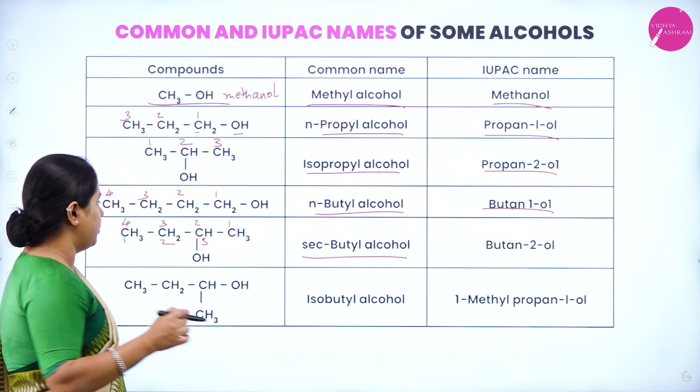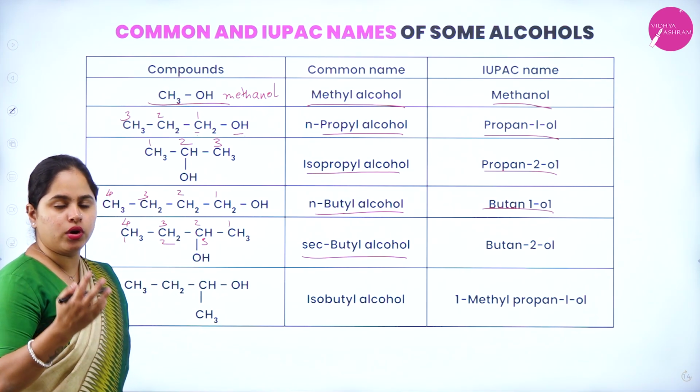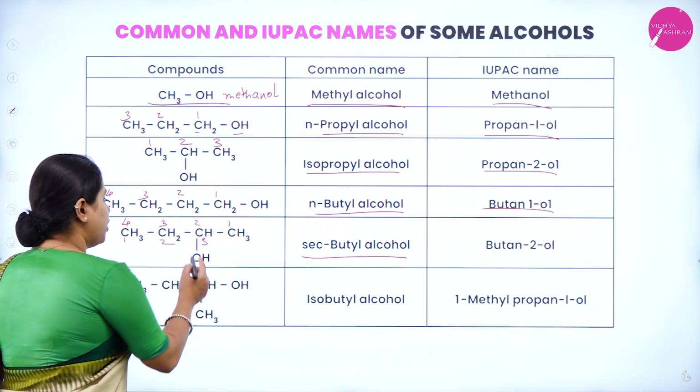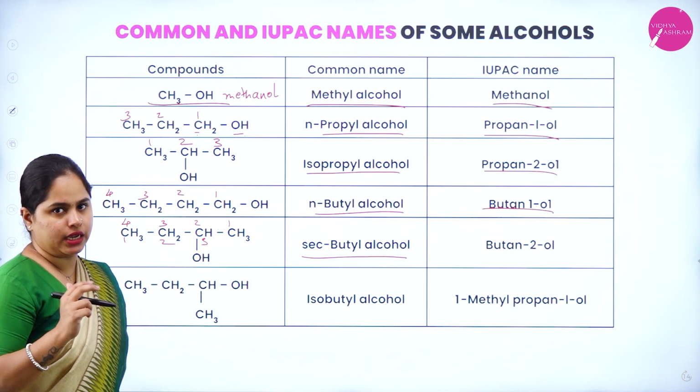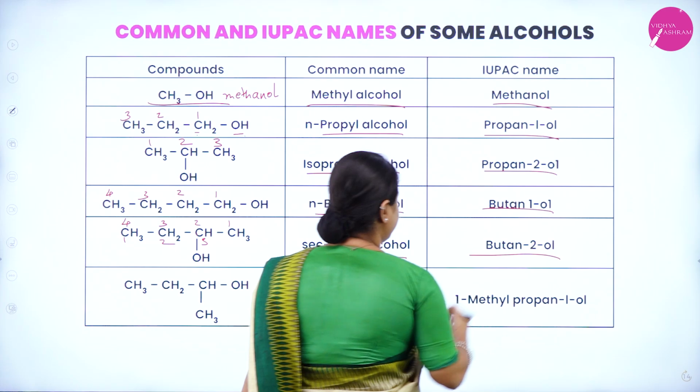Now the IUPAC name. The alkane has 4 carbon atoms, so it will be butane. And on which carbon atom do you have OH? That is the second carbon atom. So it will be butan-2-ol. I hope it is clear.